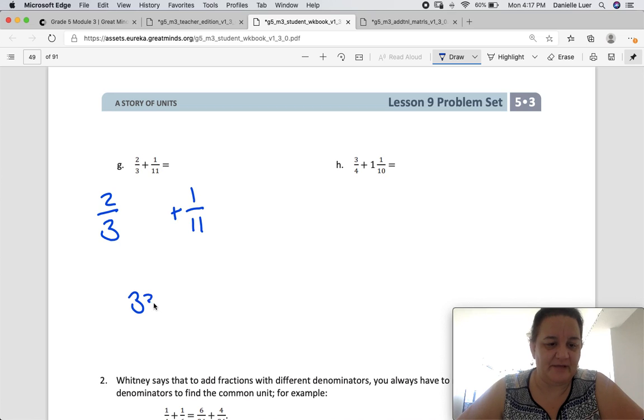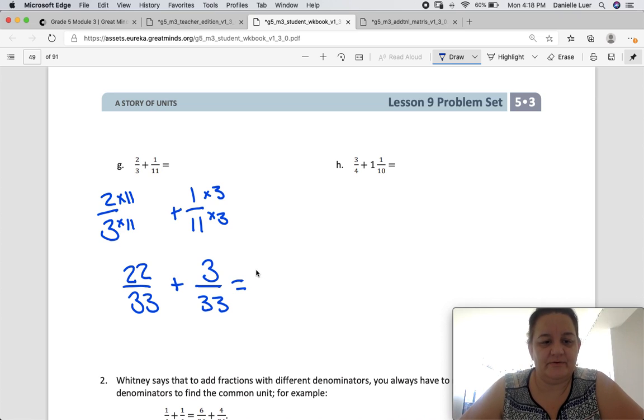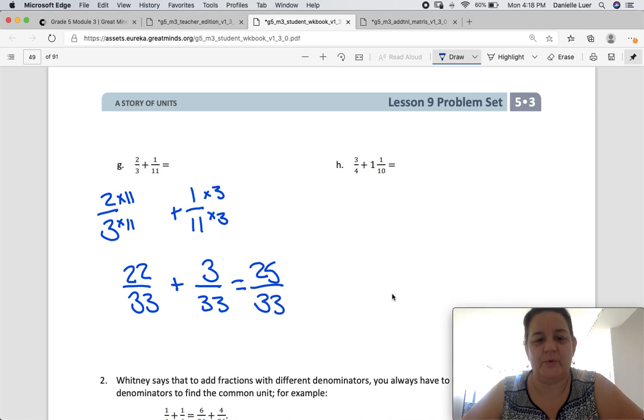That would give me 33, and over here, this would be also 33. So 3 times 11 and 2 times 11 would be 22 33s. And here I'm going to multiply by 3, and then multiply this by 3, and that would be 3 33s. Now I've got 22 plus 3 is 25 over 33. Cool.